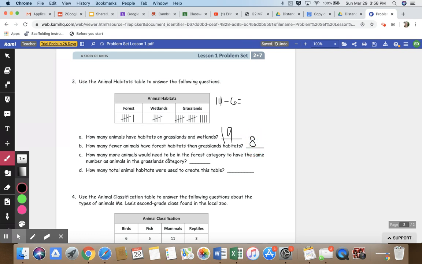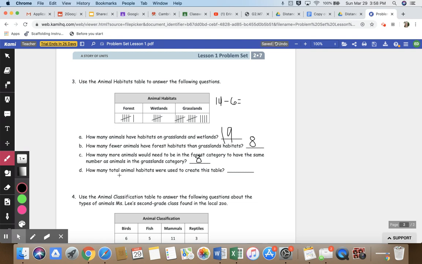Letter C says, how many more animals would need to be in the forest category to have the same number as animals in the grassland category? So it's asking, how many more do I need in this category here to equal the same number as this category here? Well, I can look and say we just found the difference was 8. That's how many more are here. So that means if I added 8 to here, we would have the same number of animals in both categories.